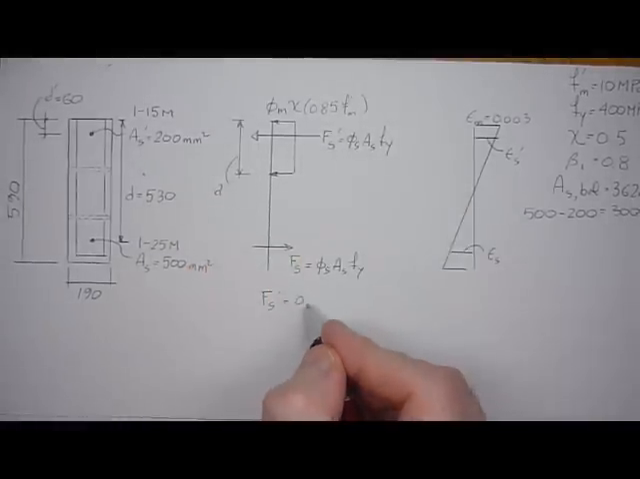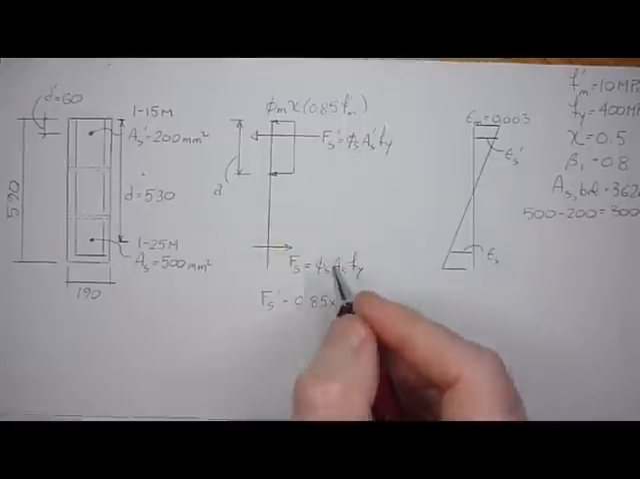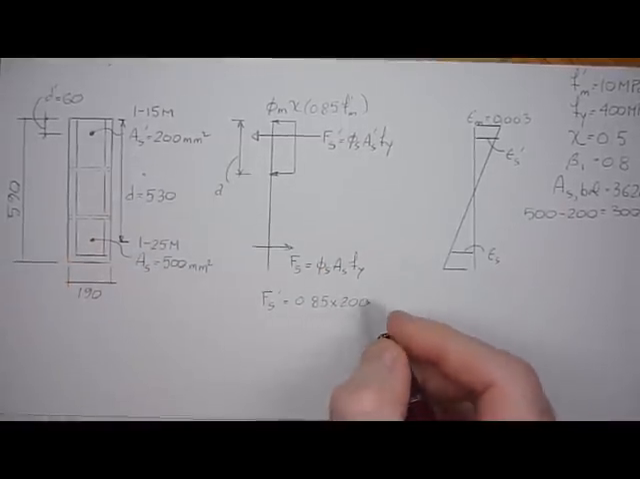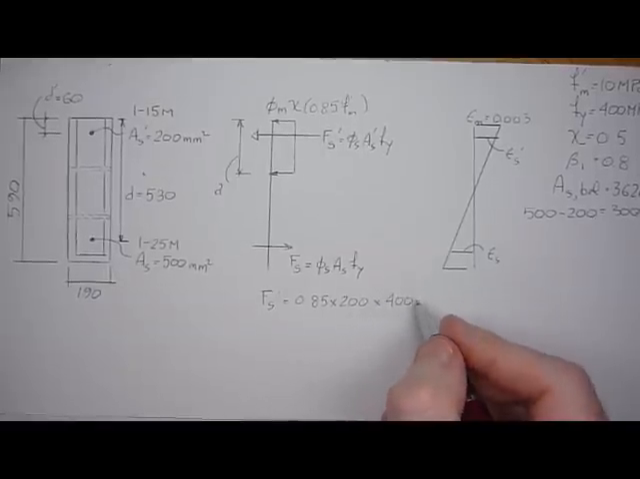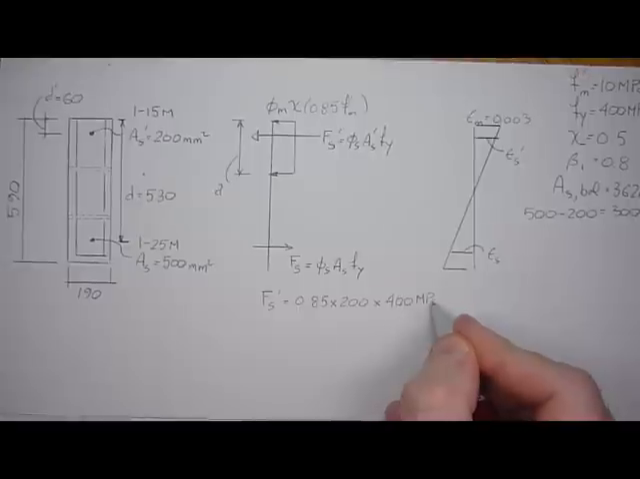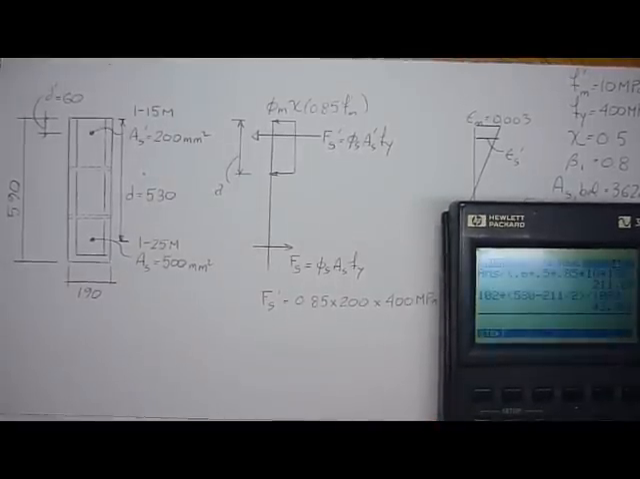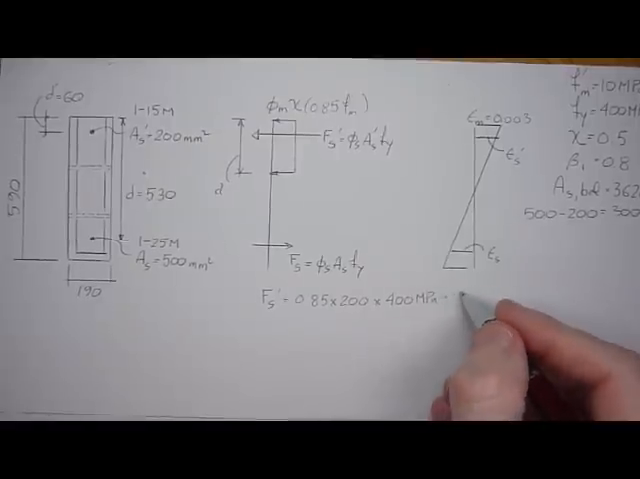So that would be 0.85 times the area of steel prime, which is the top steel, 200 millimeters squared, times, we're assuming it yields at 400 MPa. So that would come out to be 0.85 times 200 times 400, 68,000 newtons.